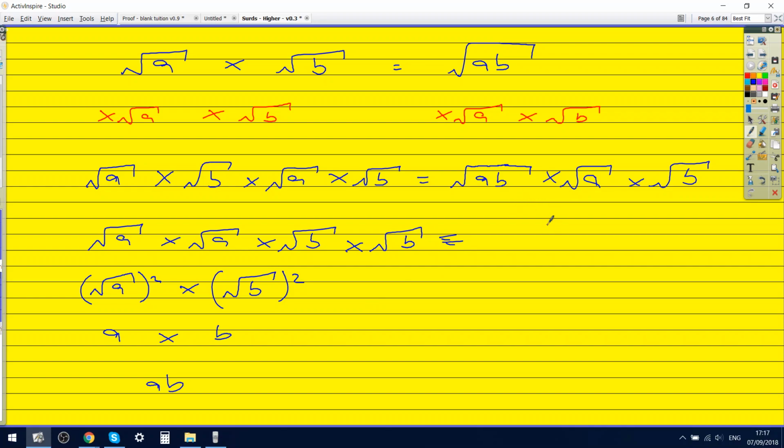I forget how I was going to show this bit on the right side. The square root of ab. I'll think about it in a minute.